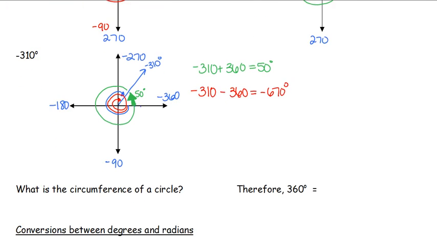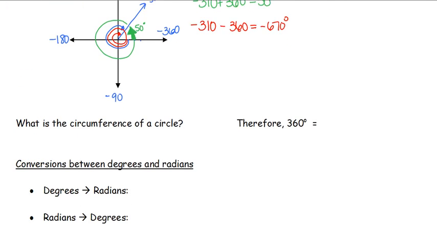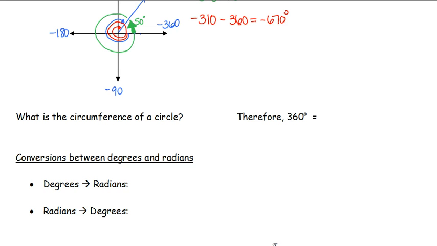Alright, one more thing left. And let's think about geometry. I know you're very, very excited. What is the circumference of a circle? If you say pi r squared, I'm not going to be very happy. It is 2 pi r. So that is the distance around an entire circle.